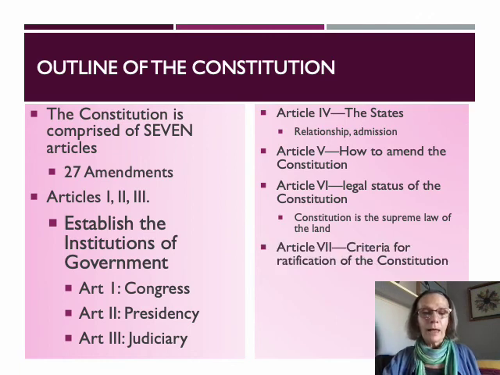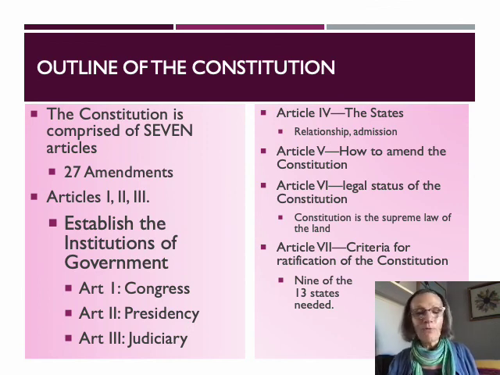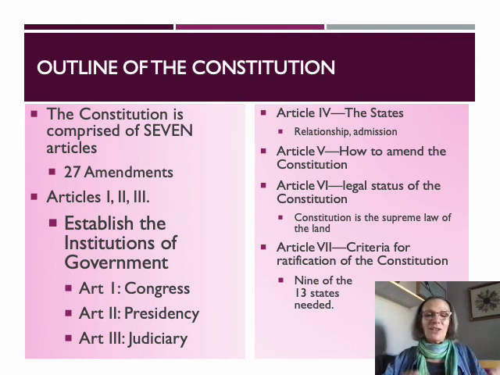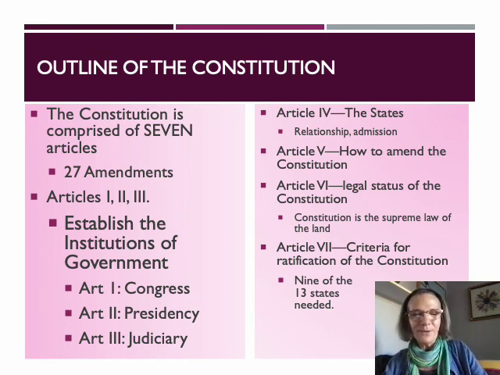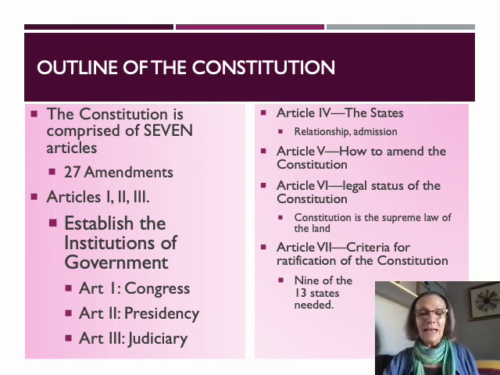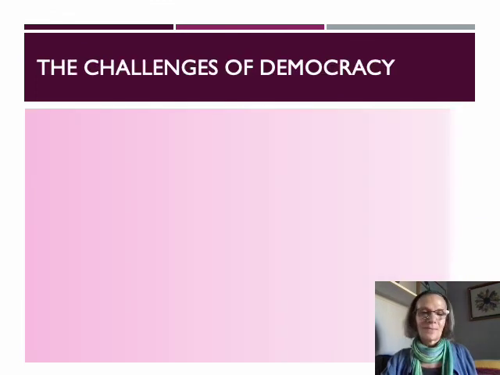Okay, so the Constitution is the supreme law of the land. And Article 7 is the criteria for how to ratify the Constitution at that time, and that 9 of the 13 states needed to be on board for the ratification. So that's an overview. And clearly, we're going to be digging into each of these articles as we move throughout the semester, as we learn about Congress, the presidency, the judiciary, and so forth. But this just gives you the lay of the land as you are reading through it.